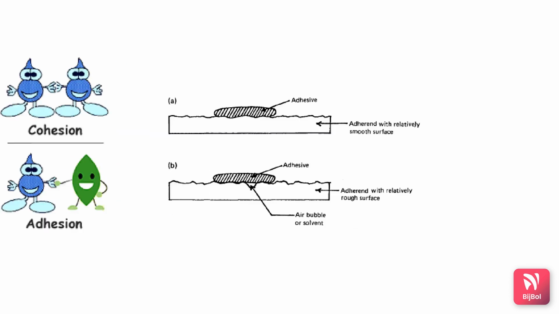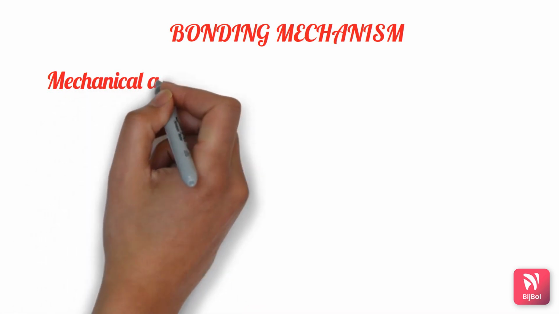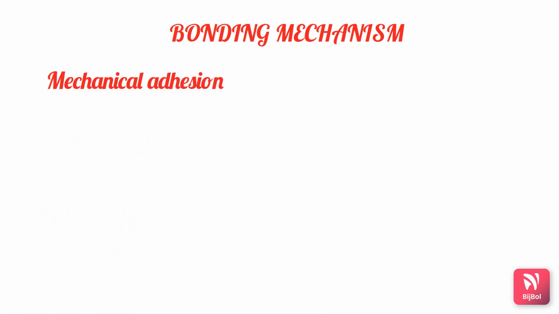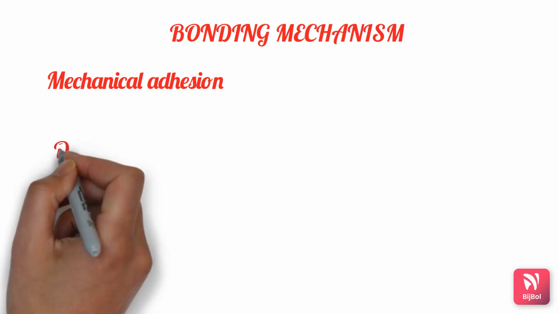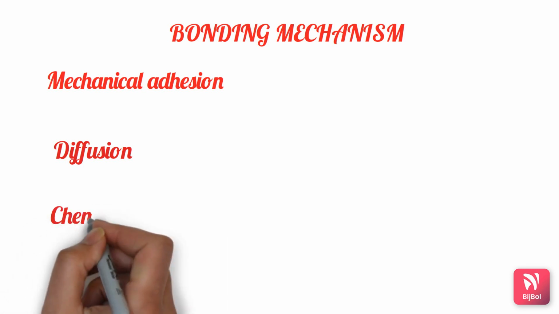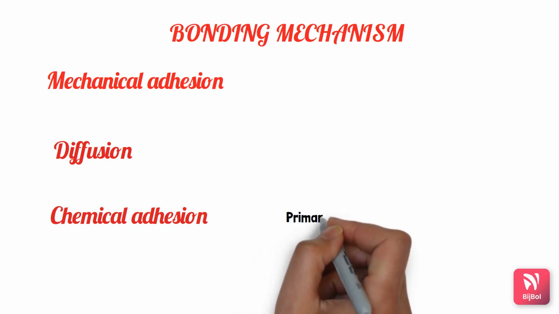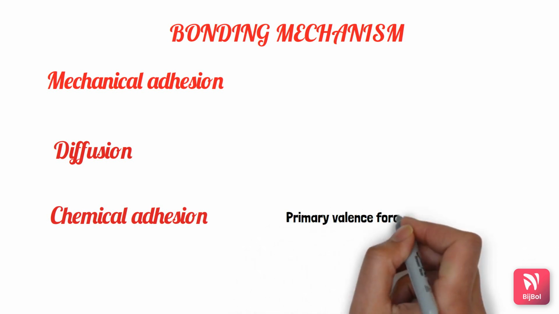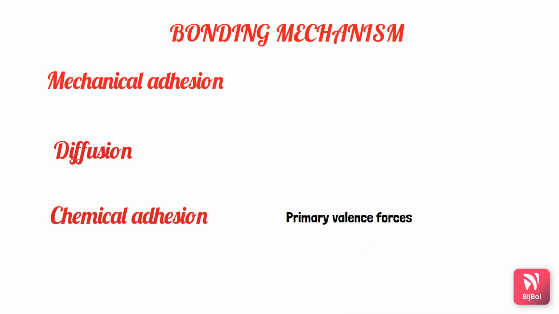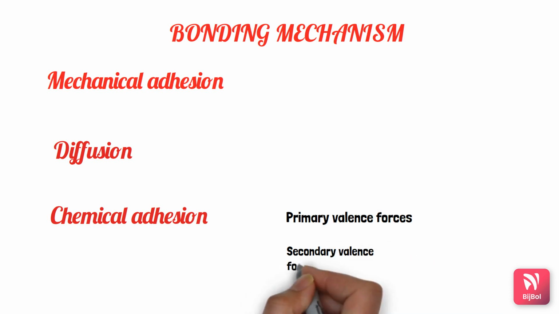We'll go through the bonding mechanisms of the dentin bonding agents. It has mechanical bonding by penetration of the resin and formation of resin tags within the tooth surface. Diffusion refers to the precipitation of a substance on the tooth surface to which the resin monomers can bond mechanically or chemically. Whereas chemical bonding occurs by the primary valence electrons such as ionic, covalent and metallic bonds. Secondary valence electrons also provide van der Waals forces as well as hydrogen bonding.